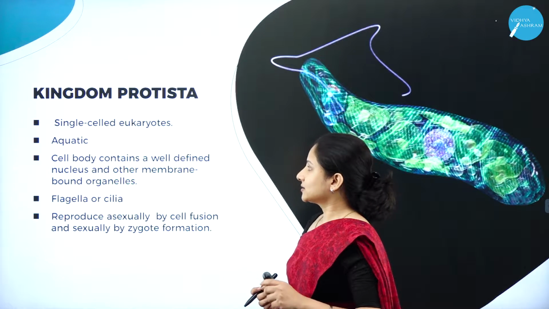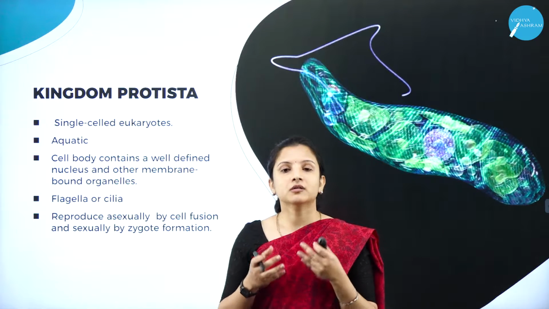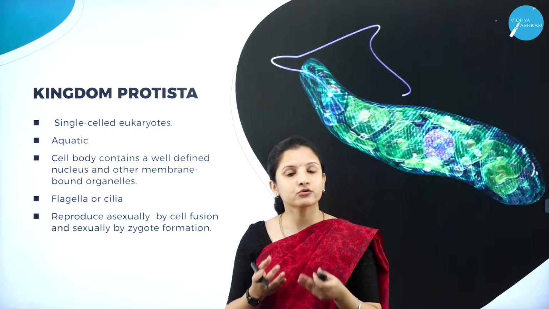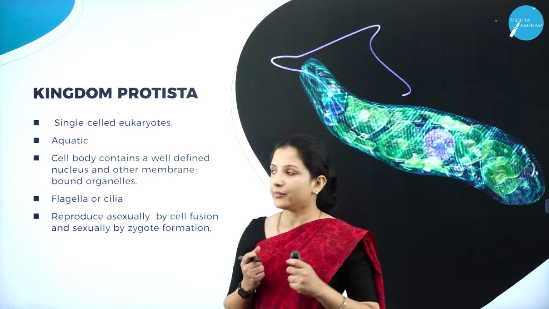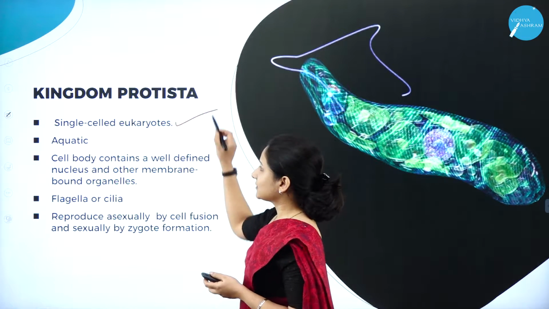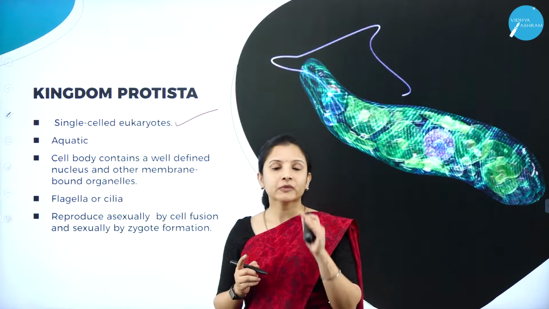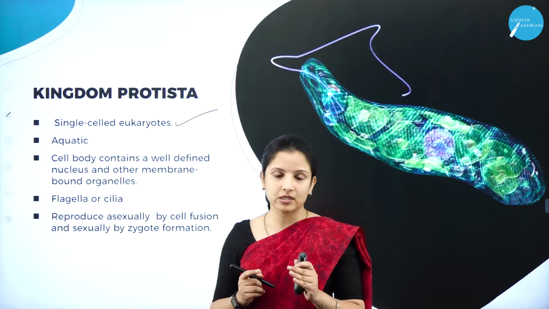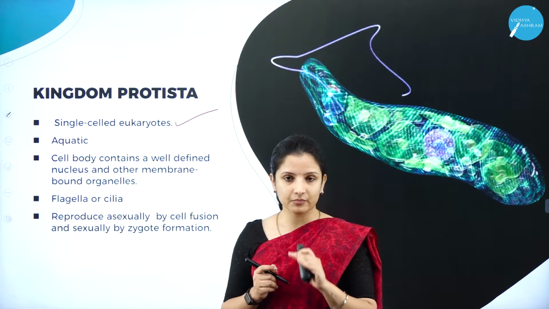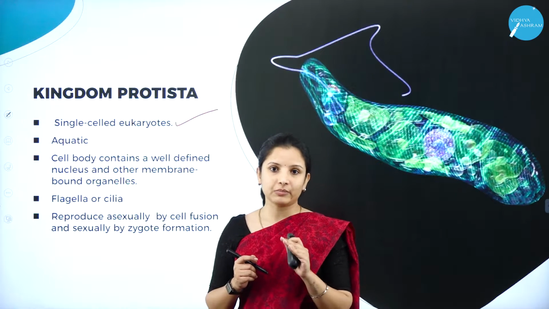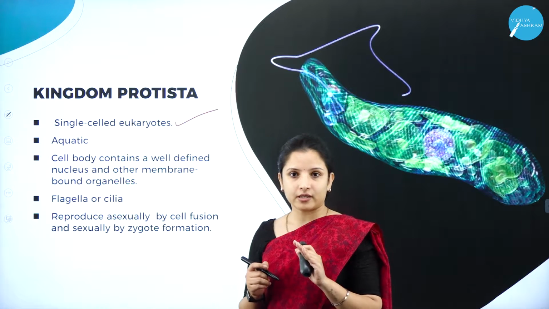So kingdom Protista, they are eukaryotes. Means the organisms have a true nucleus, that is, it is surrounded by a nuclear membrane. So they are single-celled, that is unicellular, but in spite of being unicellular, since they have a true nucleus, that is the genetic material is surrounded by a nuclear membrane, that is why they have grouped them under eukaryotes.